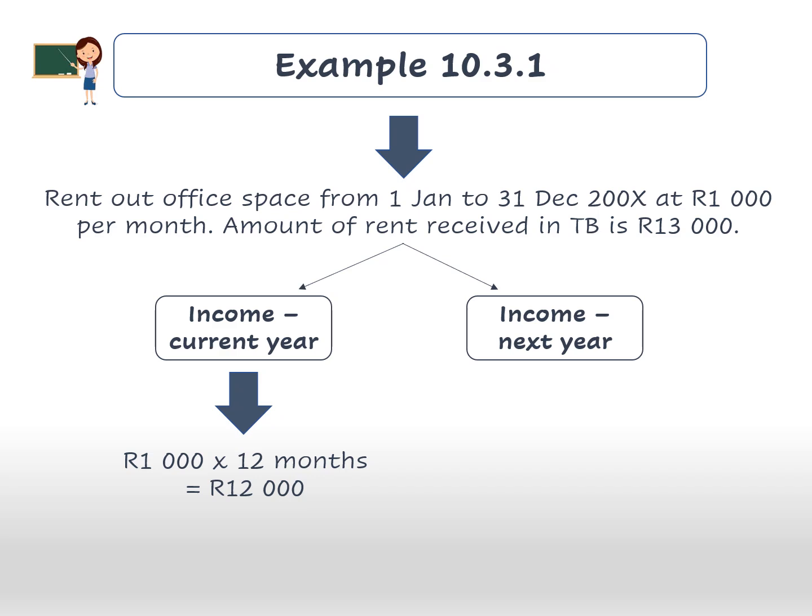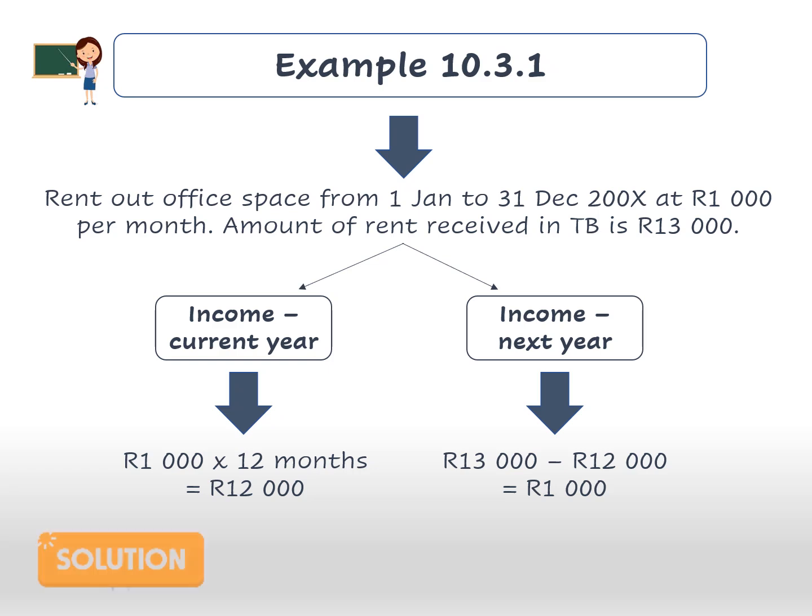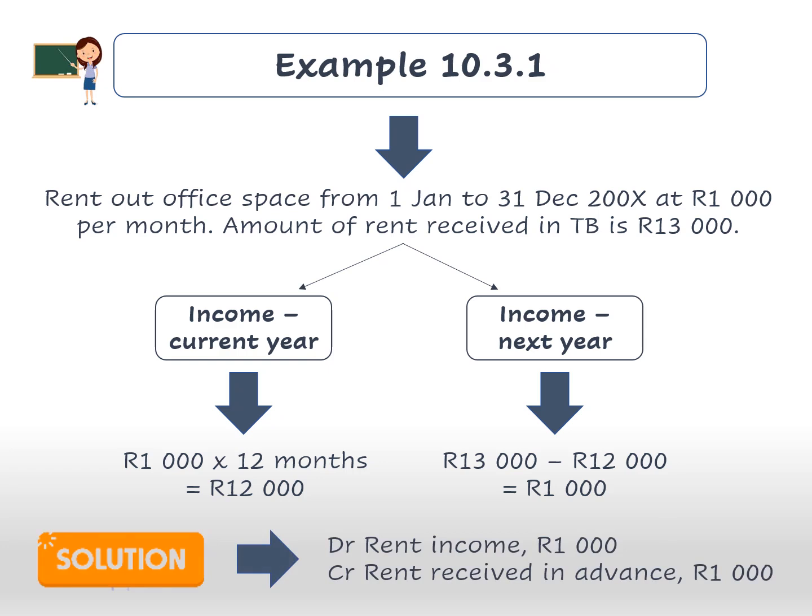But we have received 13,000 Rand. So that excess 1,000 Rand does not belong to the current year. It needs to be taken out of the 13,000 Rand and kept aside for next year. So the solution then is to do a journal entry. Debit the rent income with 1,000 Rand. Remember, rent income has a total of 13,000 Rand on the credit side. Debit bank, credit rent income each time 1,000 Rand is received.